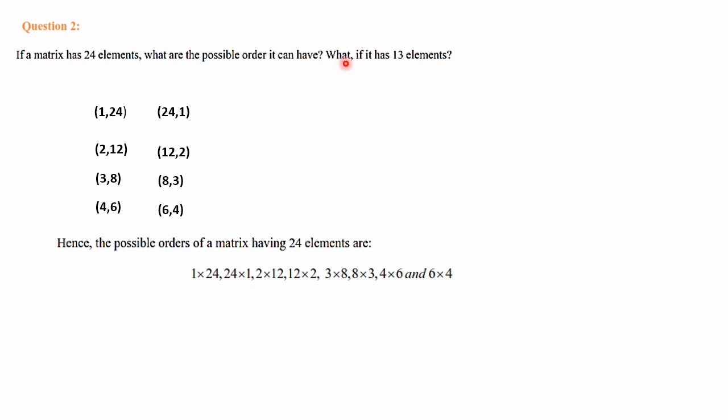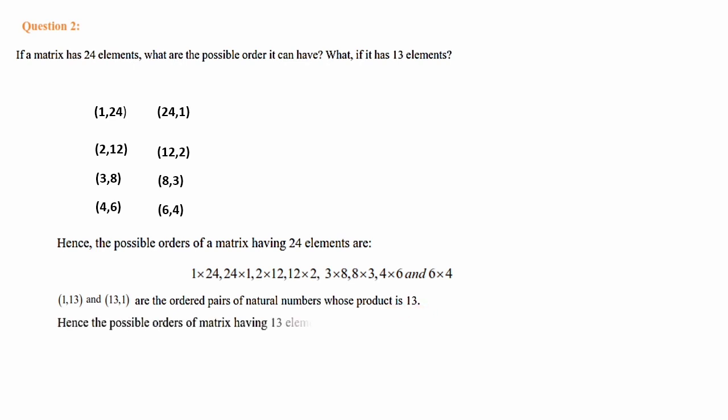We have one more question. What if it has 13 elements? Previously, 24 elements means these are the possible orders it can have, because 24 can be written as a product of two numbers in these many ways. But here 13 elements means 13 is a prime number. Prime number means it has only two factors, 1 and the number itself, means 1 and 13. So we can write only 1 into 13 and 13 into 1. So these are the pairs of numbers which will give the product as 13. So here 1 comma 13 and 13 comma 1 are the ordered pairs of natural numbers whose product is 13.